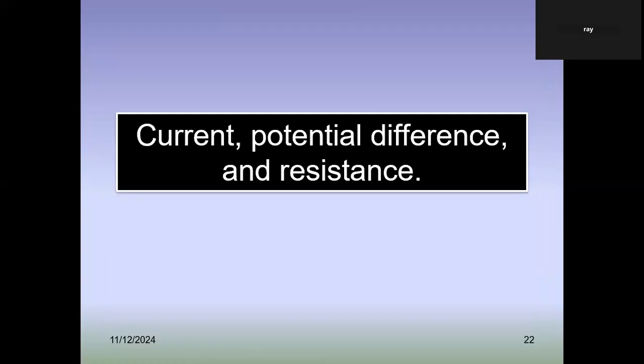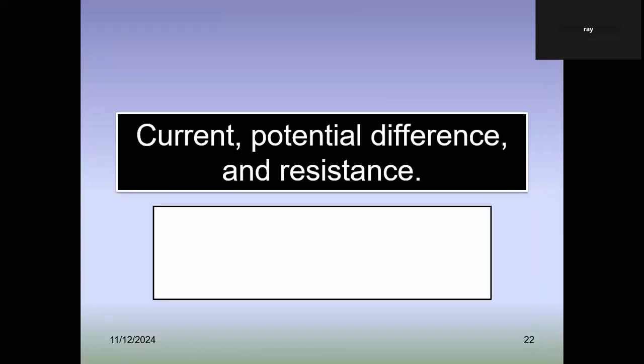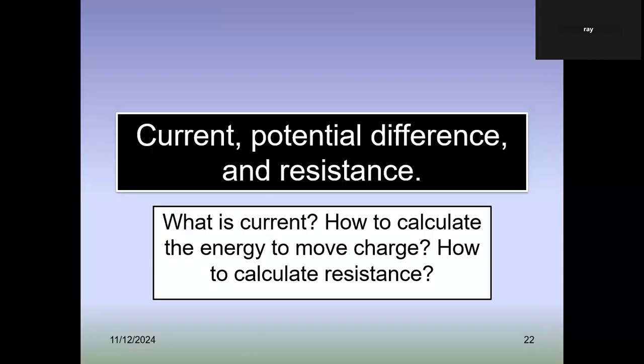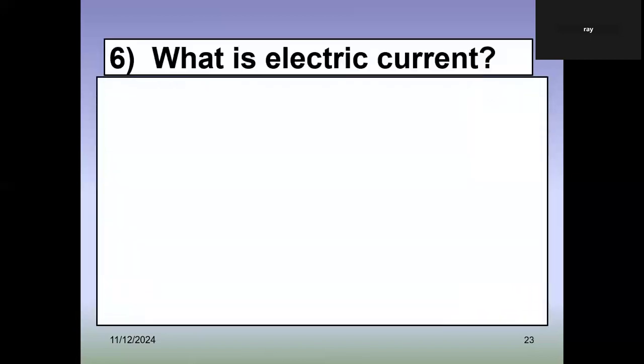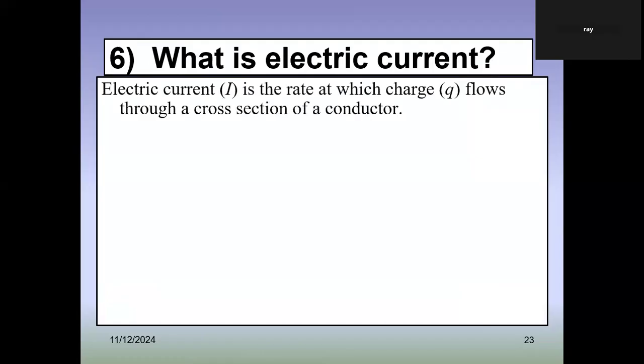Define potential difference, current and resistance. What is current? How to calculate energy to move charge? How to calculate resistance? Teacher, all these questions. Let's say, what is current? Can I use the V equals IR formula and derive it? Can or not? Cannot. Current must be specific. Electric current is the rate at which charge flows through a cross-section of a conductor.